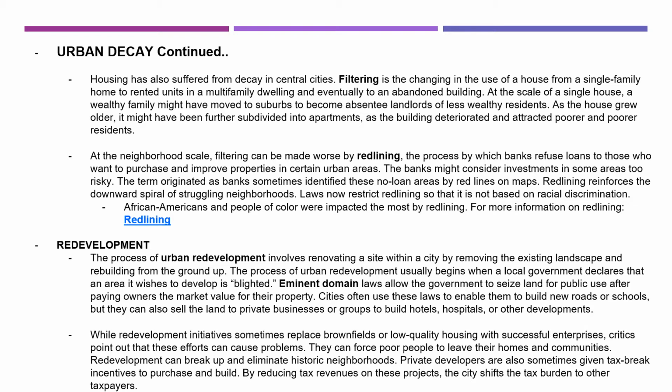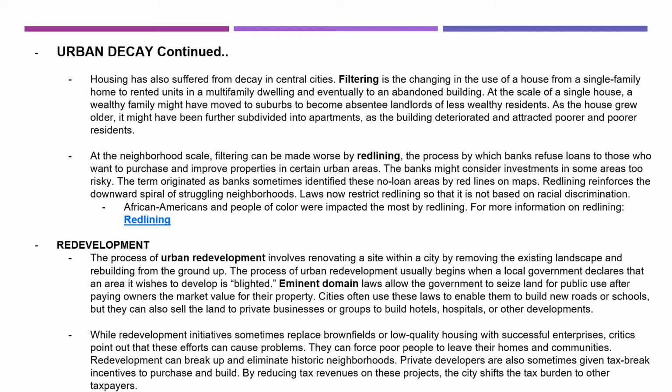At the scale of a single house, a wealthy family may have moved to the suburbs to become absentee landlords of less wealthy residents. As the house grew older, it might have become further subdivided into apartments, as the building deteriorated and attracted poorer and poorer residents.